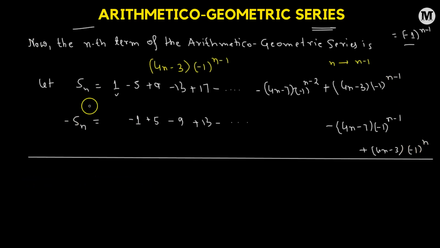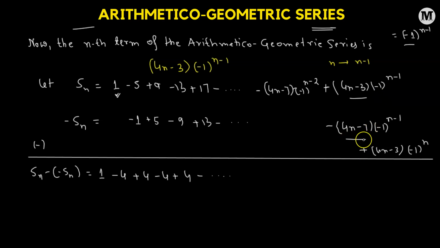Fine. Now we are going to perform a subtraction here. On the left hand side, we have Sn minus negative Sn. That is going to be equal to, we're going to keep the first term of Sn as it is, so it remains as 1. Next we have negative 5 minus negative 1. That makes it negative 4. Added to, we have 9 minus 5, that makes it positive 4. Then negative 13 minus negative 9 makes it negative 4. Added to positive 4. And this is going to go on until we reach the last term of Sn, from where we will be subtracting the second last term of negative Sn.